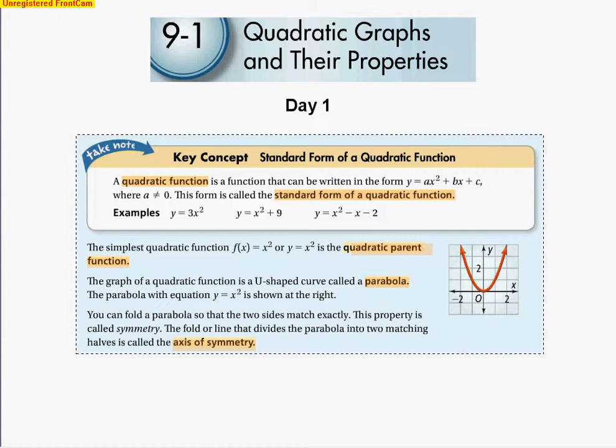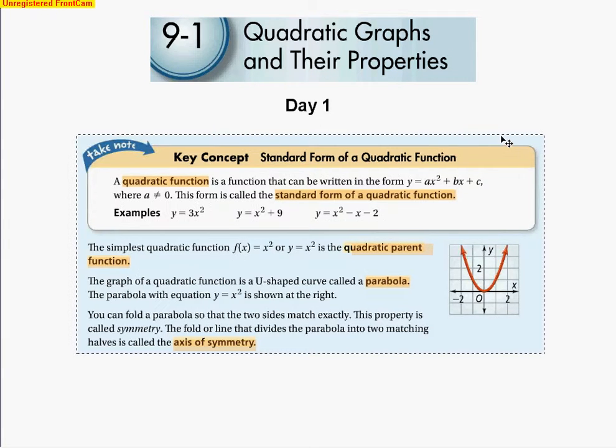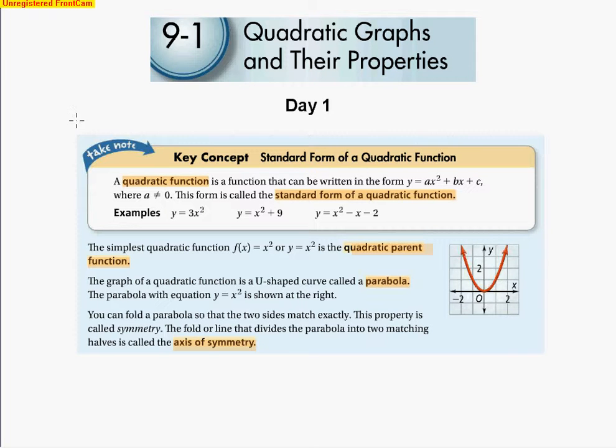This is the lesson for Chapter 9, Section 1, titled Quadratic Graphs and Their Properties, day number 1. And so first thing we're going to look at is what a quadratic forms, the graph it forms. Like linear functions form a straight line, quadratics form a U-shaped graph called a parabola.